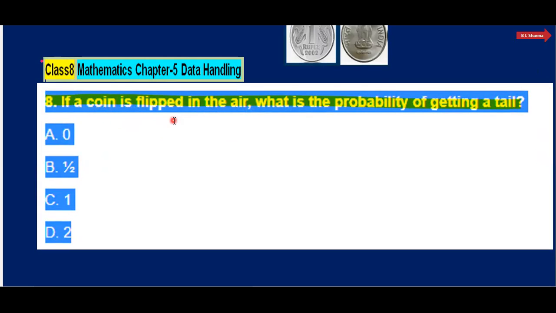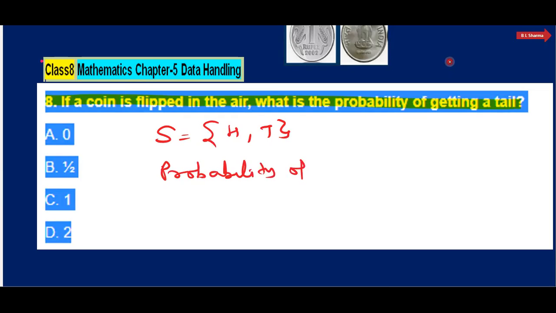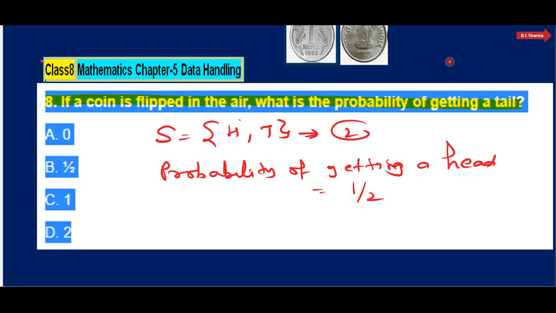Next question, a coin is flipped in the air. What is the probability of getting a tail? We know when a coin is flipped or thrown or tossed, there are two possibilities, either head or tail. So the probability of getting a head is 1 out of 2. The possible outcomes are 2 and head is only 1. Sorry, tail is 1.